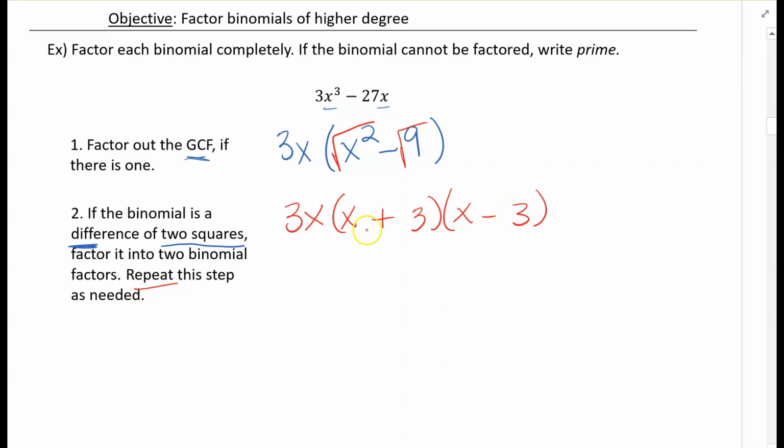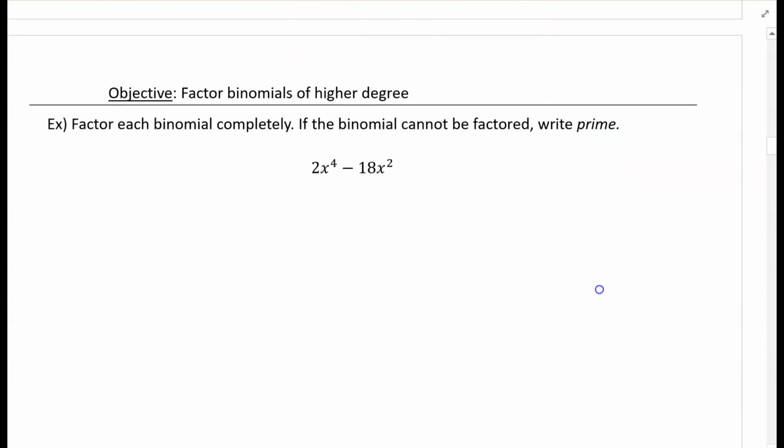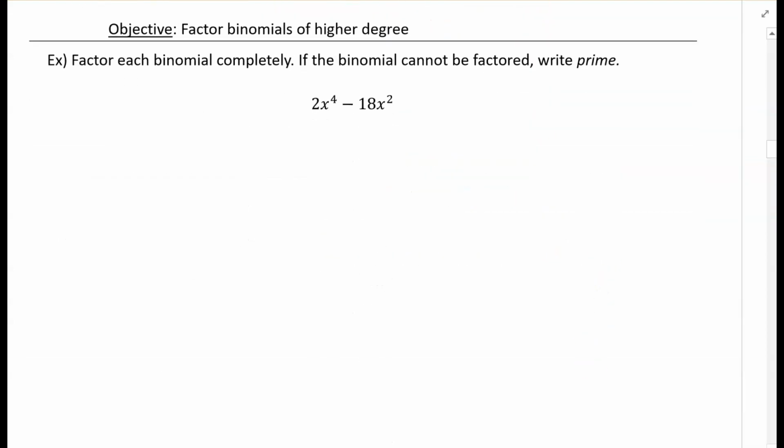And then repeat as necessary. Can I do this again inside the parentheses? I no longer have, in this second term, I no longer have a difference. And my last term, I have a difference, but I don't have perfect squares. So that tells you you are done. And that's your final answer. Okay. Next example. These are all just basically a whole bunch of different examples for you guys.